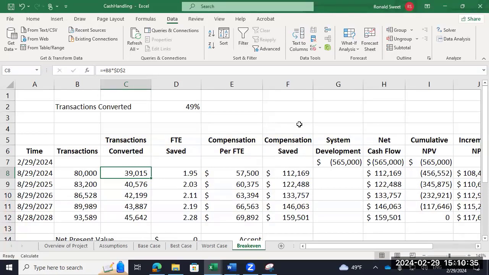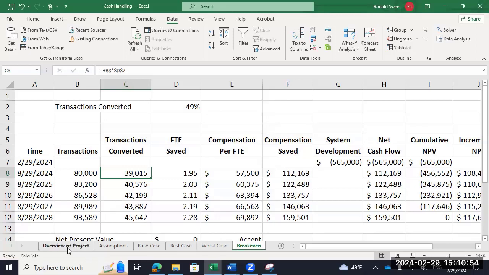Could Solver work in a CBA analysis? It could. You'd have to really do some setting up to make it work. This break even lends itself very, very well to do the goal seek. But Solver is a really powerful tool, and it's pretty straightforward to use.